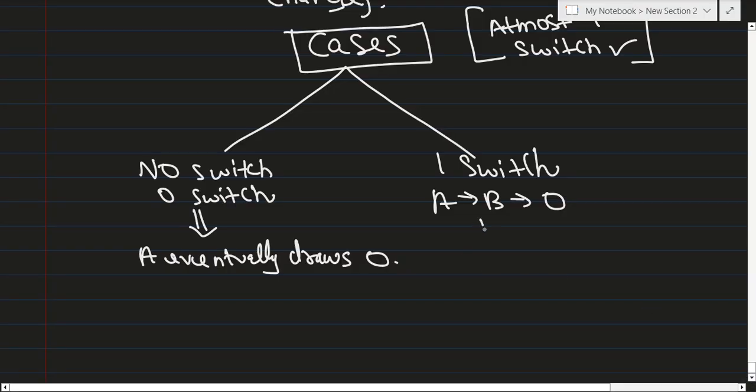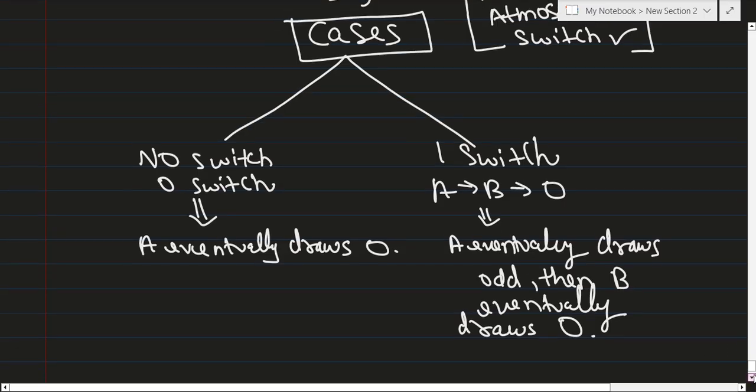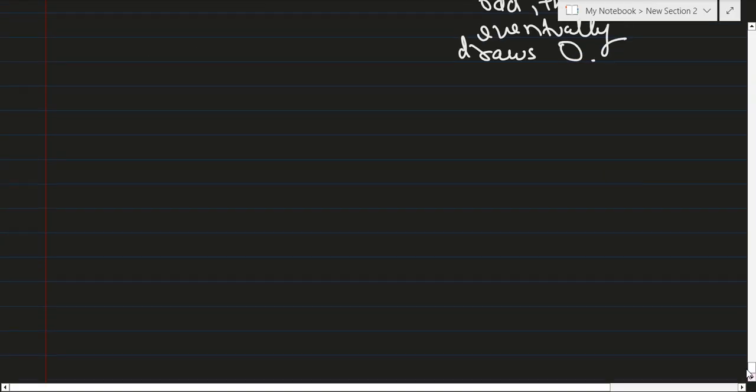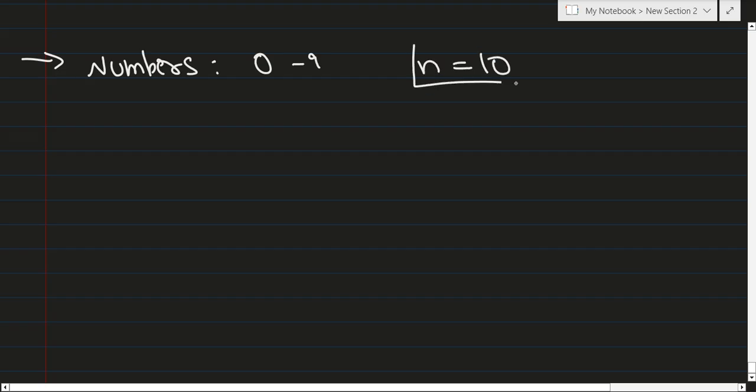Now, how will this be possible? When A eventually draws an odd number, then B eventually draws zero. Okay, so let's begin to solve case wise. So first we have numbers 0 to 9, we have 10 numbers.